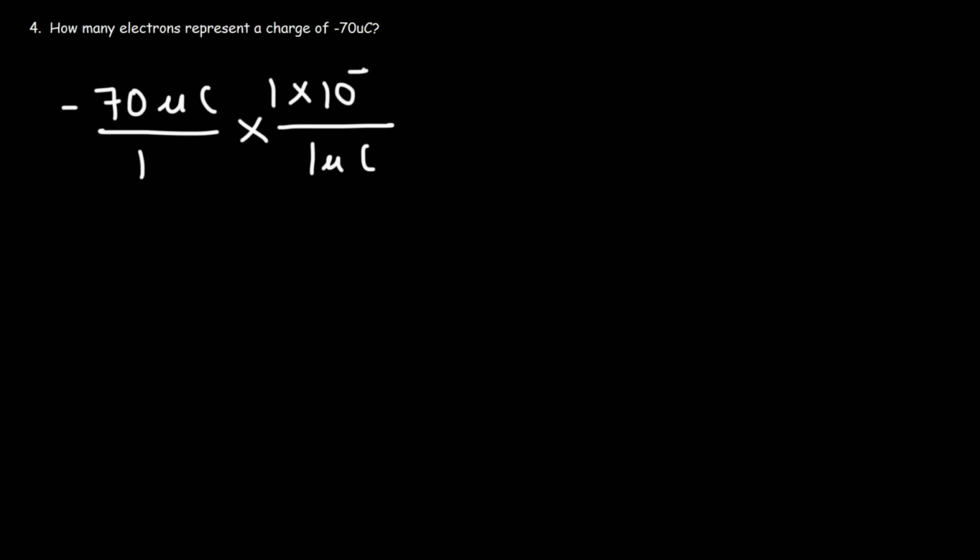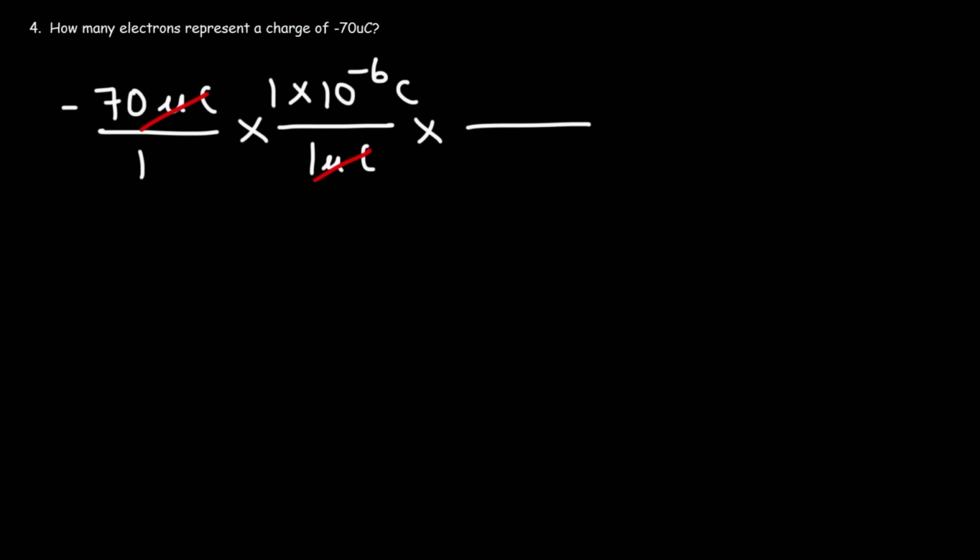Now let's move on to number 4. How many electrons represent a charge of negative 70 microcoulombs? What we can do is convert this to the number of electrons. First, let's convert it to coulombs. We know 1 microcoulomb is 1 times 10 to the negative 6 coulombs. So we can cancel the unit microcoulombs.